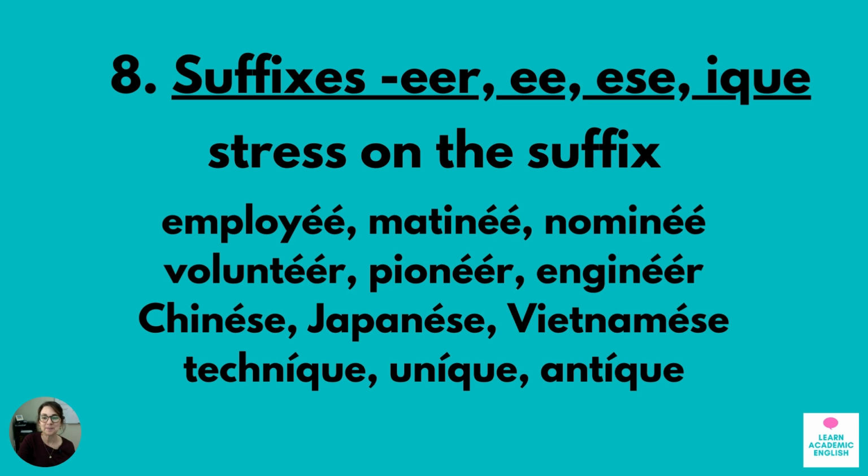Vietnamese. Now notice in a long word like this that there are actually two stresses. So we're going to have a small stress earlier in the word. Listen, Vietnamese. Okay? So there is a small stress on the first syllable. Don't worry about it. The important thing is that you get the big stress on this suffix at the end. And next we have technique, unique, antique. These sound like eek. Unique.